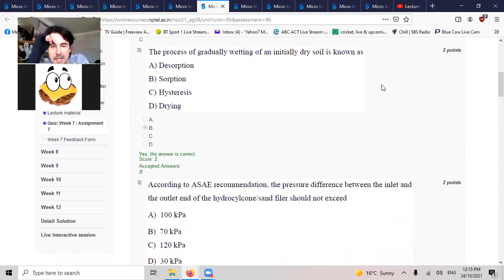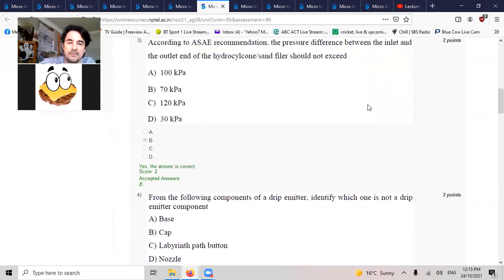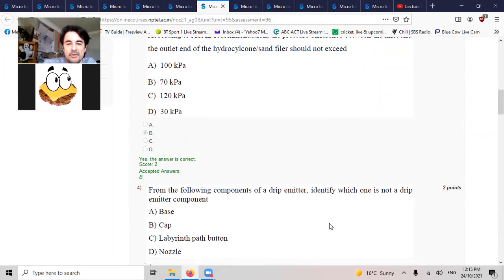According to the ASAE recommendation, the pressure difference between the inlet and the outlet end of the hydrocyclone sand filter should not exceed 70 kPa. From the following components of drip emitters, identify the one that's not an emitter component. You don't have a nozzle.